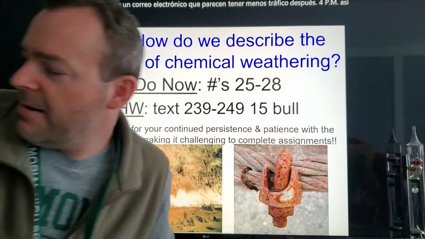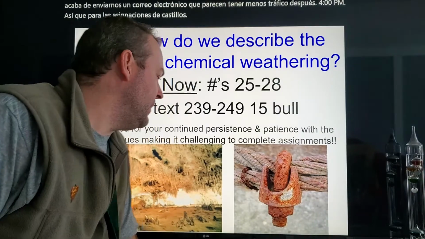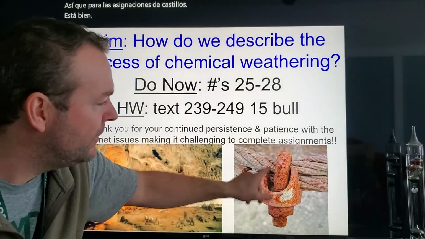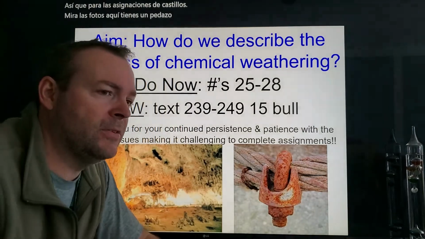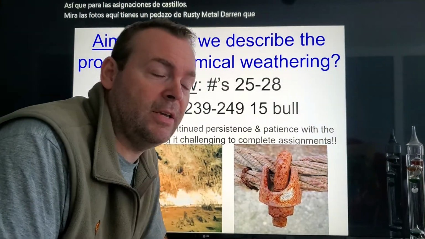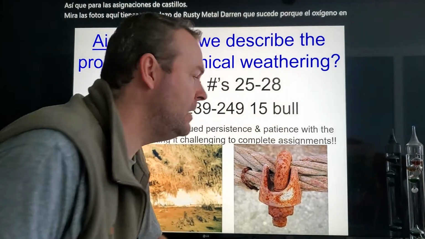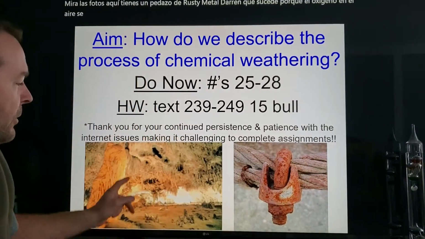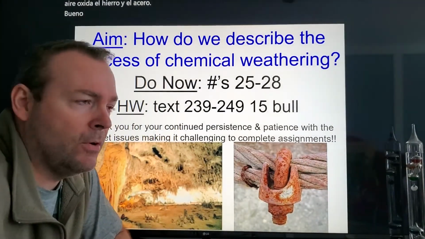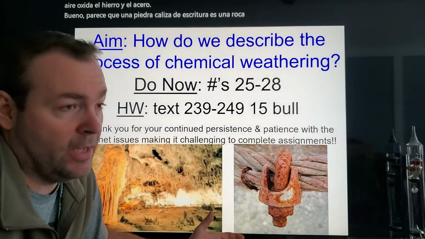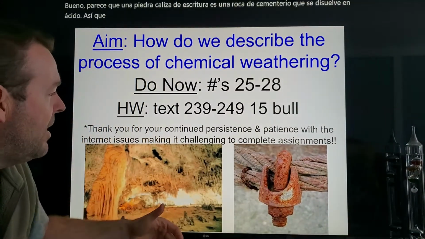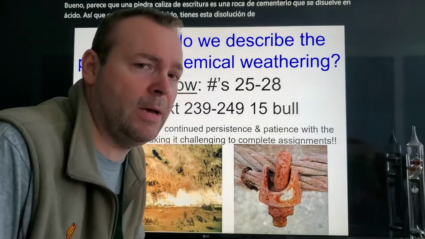Okay? All right. So chemical weathering: if you look at the pictures here, you have a piece of rusty metal, and that happens because the oxygen in the air oxidizes iron in steel. Over here you have what looks like a cave. Limestone is a sedimentary rock that dissolves in acid. So when you get acid rain, you get the dissolving of caves, and those are two of the things we'll be talking about in today's lesson.